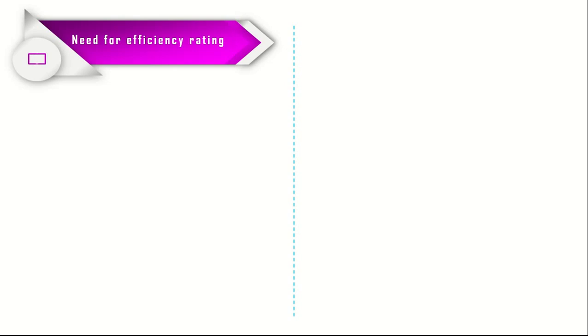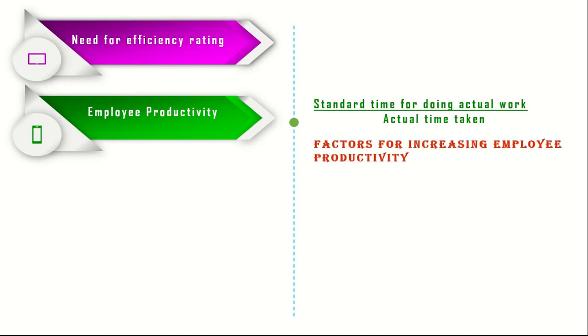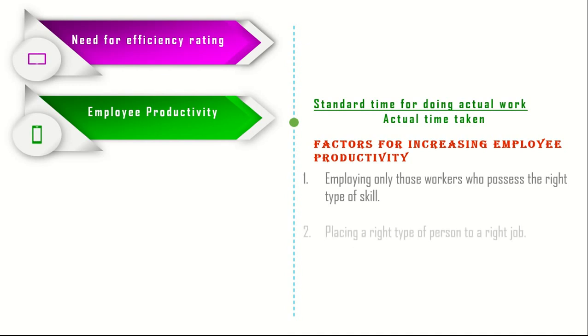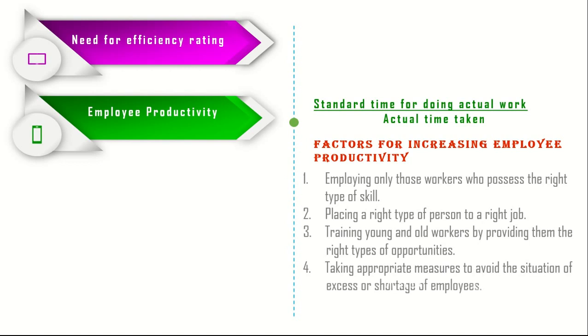Employee productivity is calculated as below. Standard time for doing actual work divided by actual time taken. Factors for increasing employee productivity. 1. Employing only those workers who possess the right type of skill. 2. Placing the right type of person in the right job. 3. Training young and old workers by providing them the right types of opportunities. 4. Taking appropriate measures to avoid the situation of excess or shortage of employees. 5. Carrying out work study for fixation of wages and for the simplification and standardization of work.